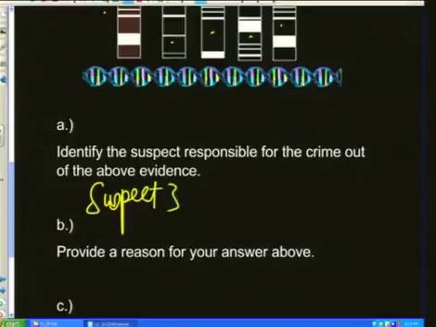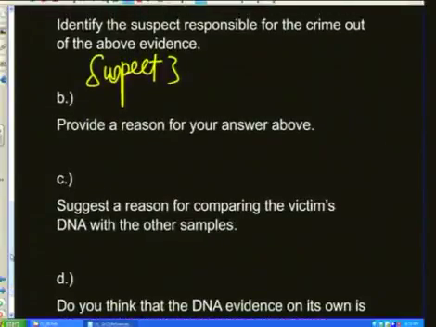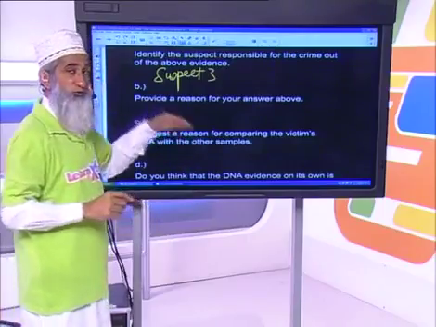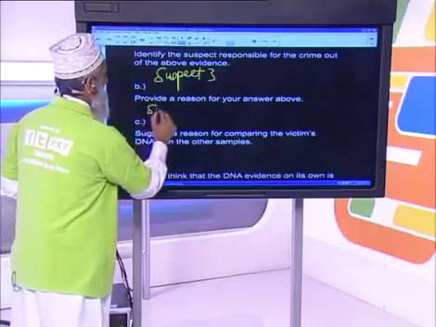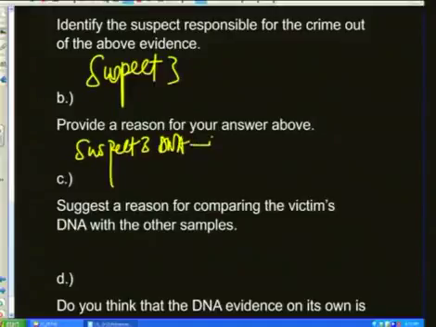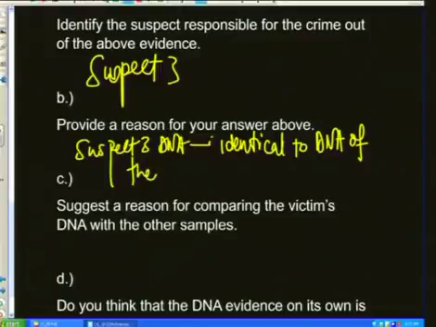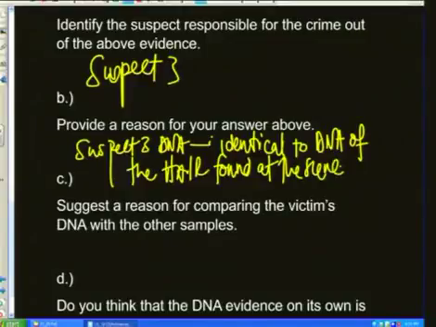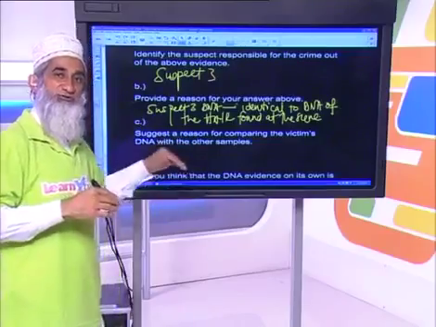And you'll notice whenever they give you a question like this, they always follow it up with "provide a reason for your answer above." No matter which case scenario you get, your answer for the second one will always be the same. Why? Because suspect 3's DNA is identical to the DNA of the hair found at the scene. As you're going to grow into life science, you're going to realize that these types of questions are asked and the answer is always the same.